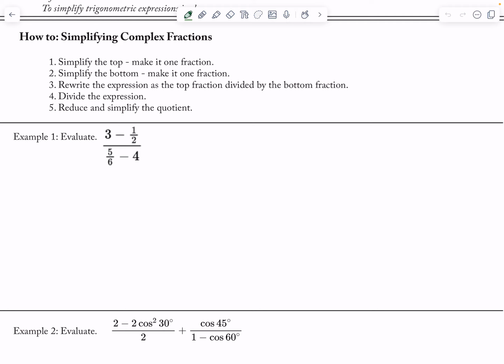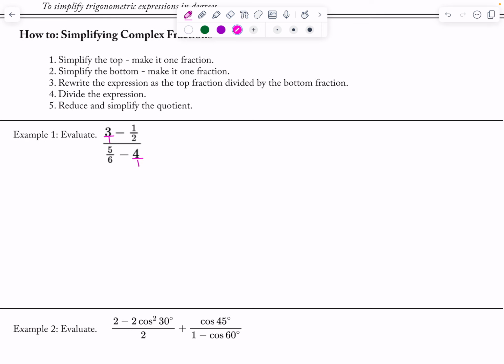Okay, so let's go ahead and take a look at this lesson. The first thing that we're going to do is simplify the complex fraction, which we've done in a previous course before. But just as a reminder, when we do this, essentially what we're trying to do is simplify the numerator and the denominator, and we're going to try to do that separately.